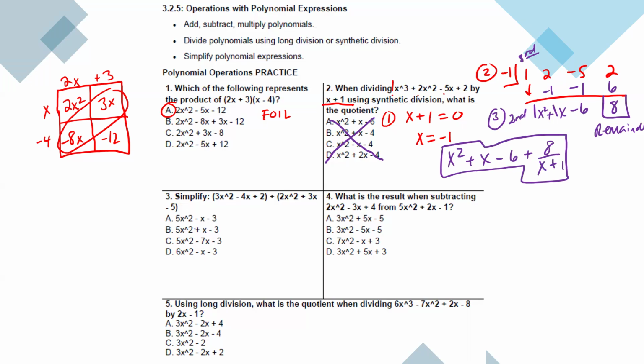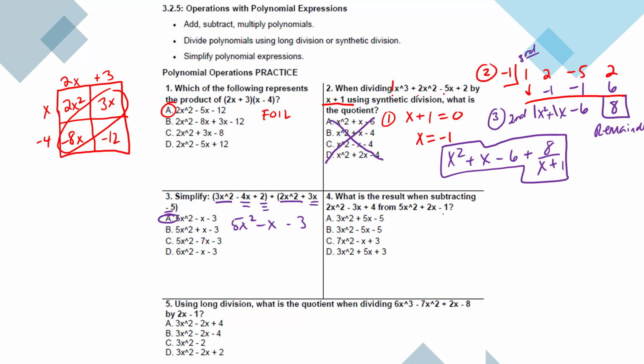Okay. All right. So here again, this is adding. When you're adding polynomials, remember we're just combining like terms. So we have 3x squared here and 2x squared here. That's going to make 5x squared. We have negative 4x and positive 3x. That's going to make negative x. We have positive 2, negative 5. That's going to make negative 3. So my answer is 5x squared minus x minus 3.